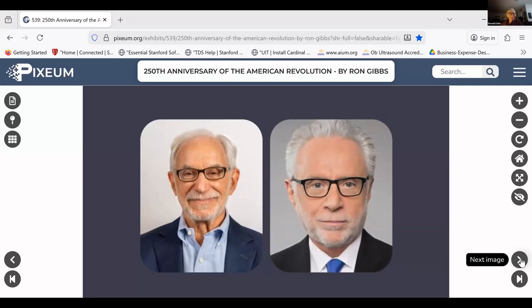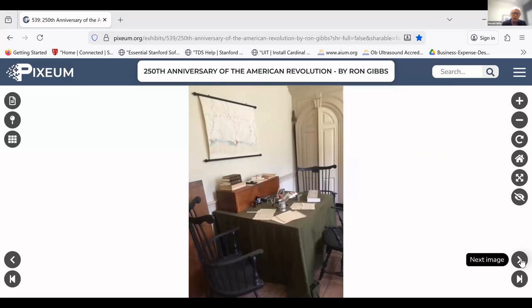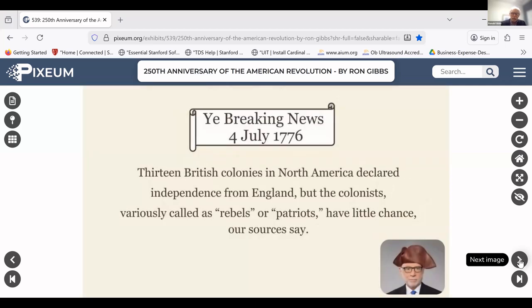So now let's turn the clock back 250 years and go to the 18th century Situation Room. And here in the Situation Room, loaded with papers and pens and books, we go to Ye Breaking News. July 4th, 1776, 13 British colonies in North America declared independence from England, but the colonists, variously called rebels or patriots, have little chance, Wolf Blitzer's sources say.